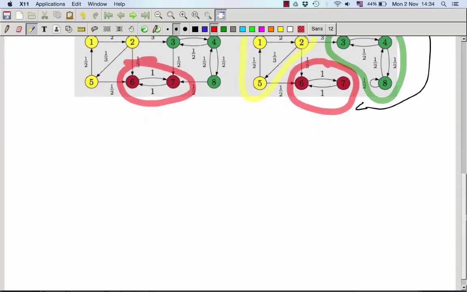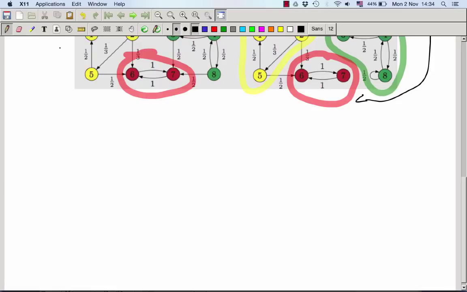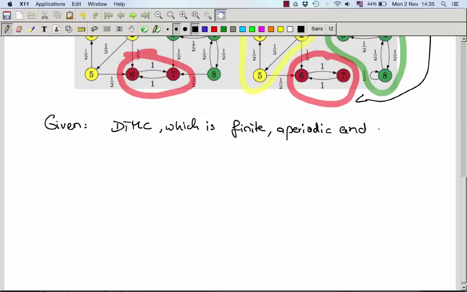So now listen very carefully, because I will now give an overview of how to proceed when you want to compute the equilibrium distribution of a DTMC that is reducible. So you have given a DTMC, which is finite, aperiodic, and reducible, and you have given P0.